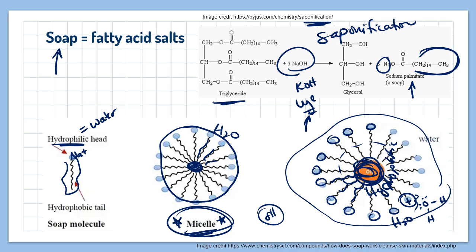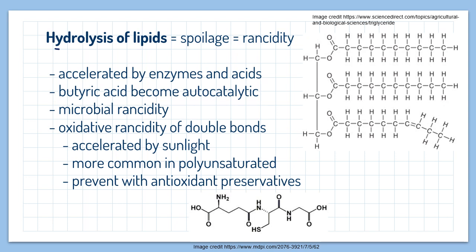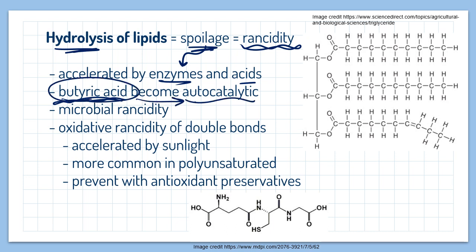That's all it is. All right, so hydrolysis of lipids is also how fats can spoil. And sometimes we call it rancidity. When fats go bad, when they spoil, they are rancid. We can definitely accelerate this spoilage, this hydrolysis of our lipids, using enzymes or acids as those catalysts. What's kind of interesting is that some of our fatty acids can actually become autocatalytic. So as one thing starts to break down, it stimulates the breakdown, the rancidity, of more of the triglycerides.